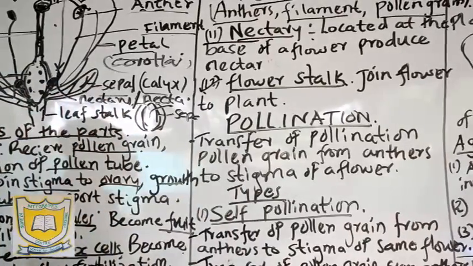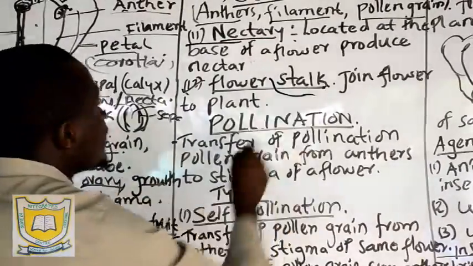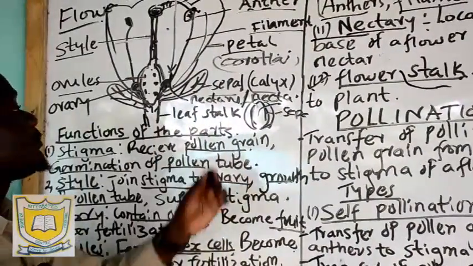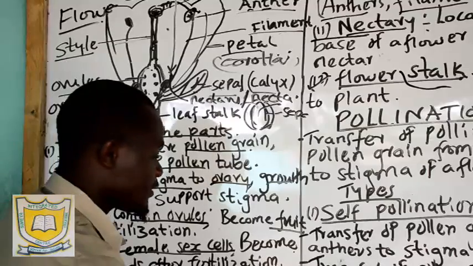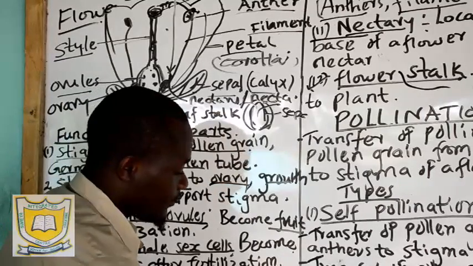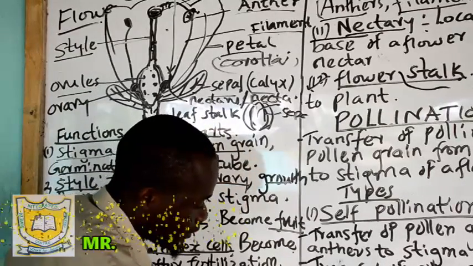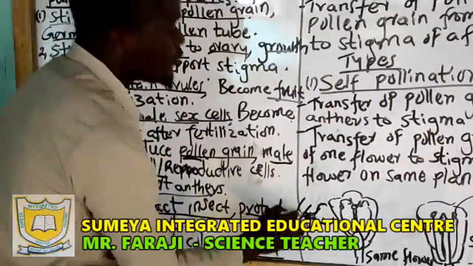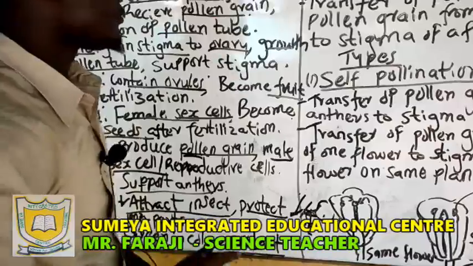Now this flower stalk, as it's stated, the stalk is this part here which joins the flower to the main plant. You get that? This is a plant, and from the plant we have this flower growing here. This is what we call a stalk, and this is the plant. It attaches the flower to the main plant.